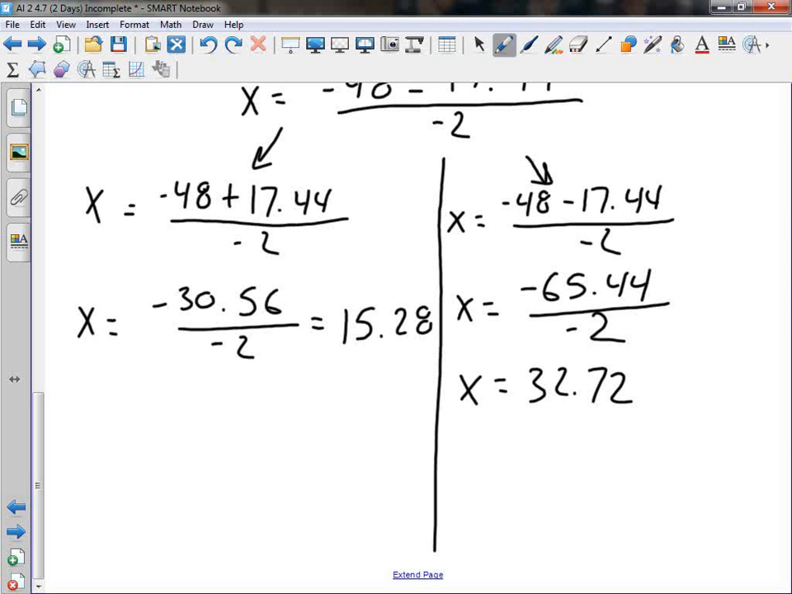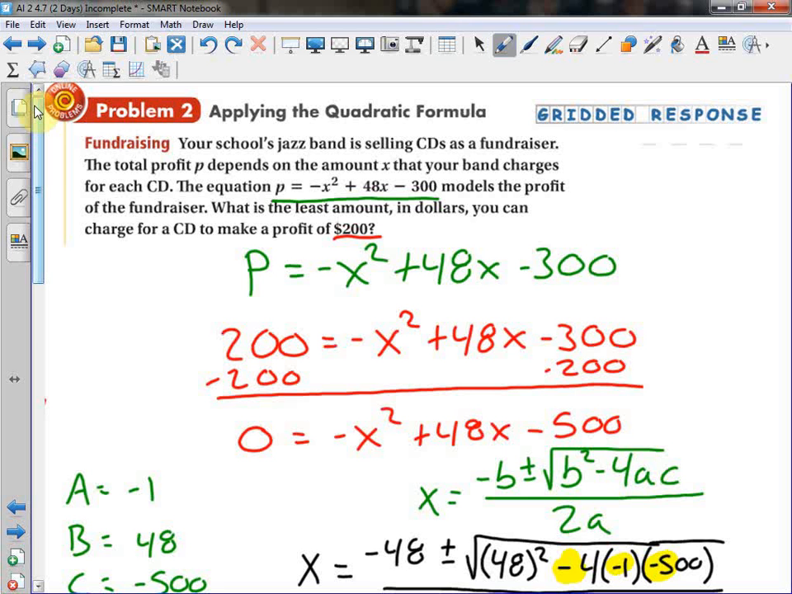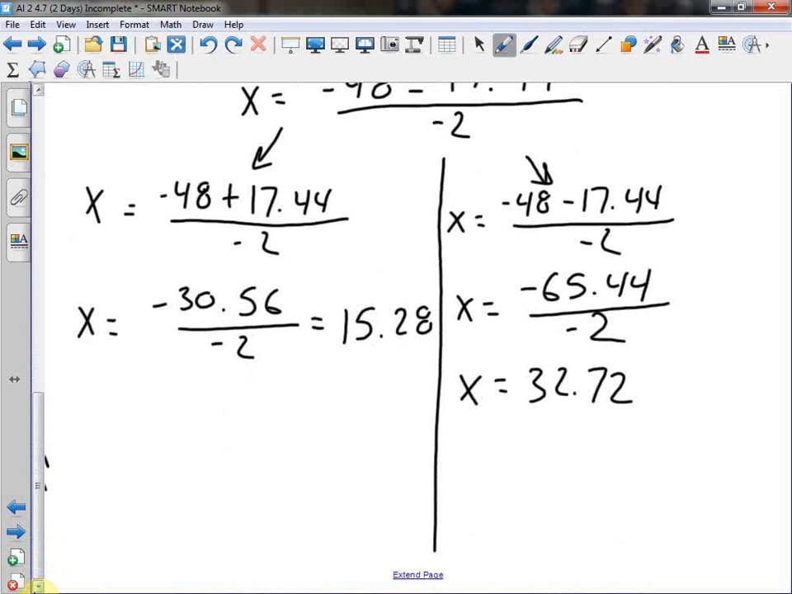Comparing my two x's, what do they tell me? Well, let's refer back to the word problem. After all that work, it says that this is a total profit and the amount that we're going to charge for the CD. And the question actually says, what is the least amount in dollars you can charge for a CD to make a profit? So we're looking for the least amount. Basically, we have these two options. We can sell CDs for $15.28 and make $200, or we can sell them for $32.72 and make $200.